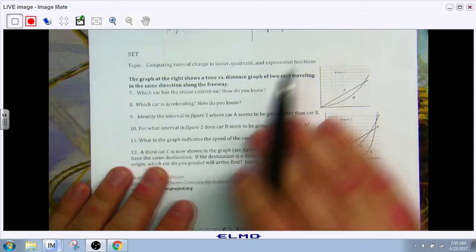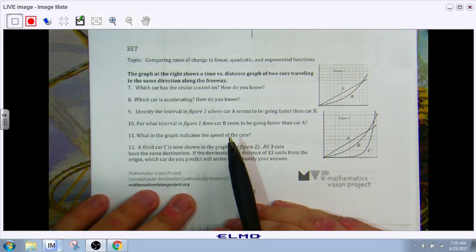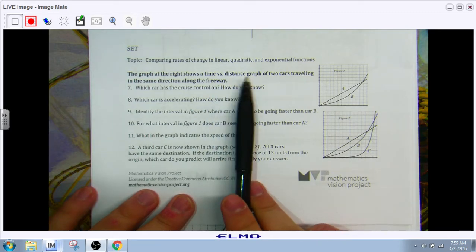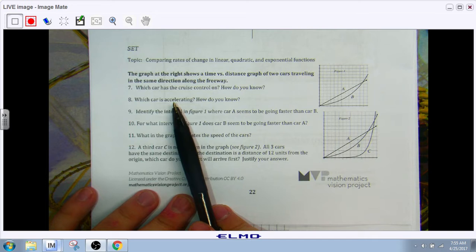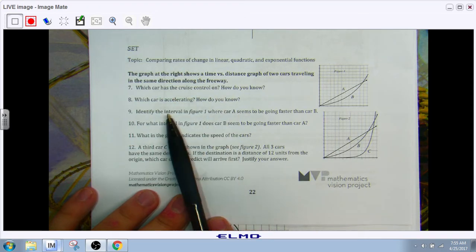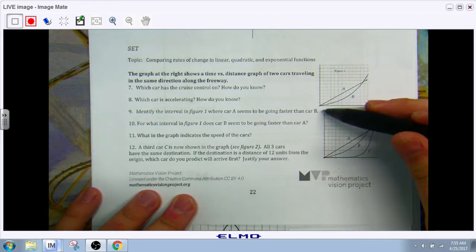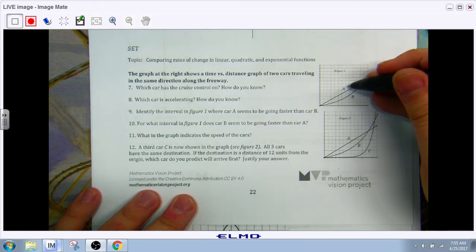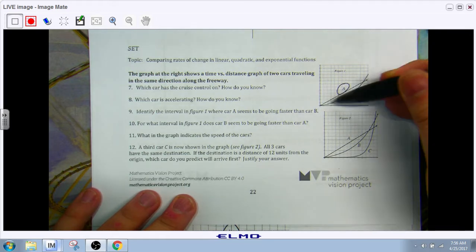All right. Comparing rates of change in linear and quadratic equations. The graph at the right shows the time versus distance graph of two cars traveling in the same direction. Which car is on cruise control? How do you know? Remember, cruise control means that you're staying at the same rate. So when we're looking at this, which one is traveling at the same rate consistently? That would be A, because it's consistent. B has a varying rate, though it is increasing.